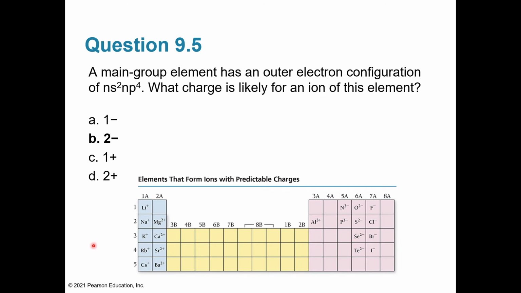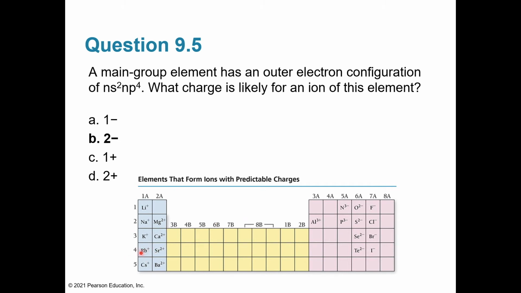So let's take a look at our periodic table here. Okay, so ns2, np4. We're just going to pick whatever period. Let's just pick period 2. Okay, ns2, we're going past it. We need to be in the p region. So it says p4. So this is p1, 2, 3, 4. That's S2 minus.